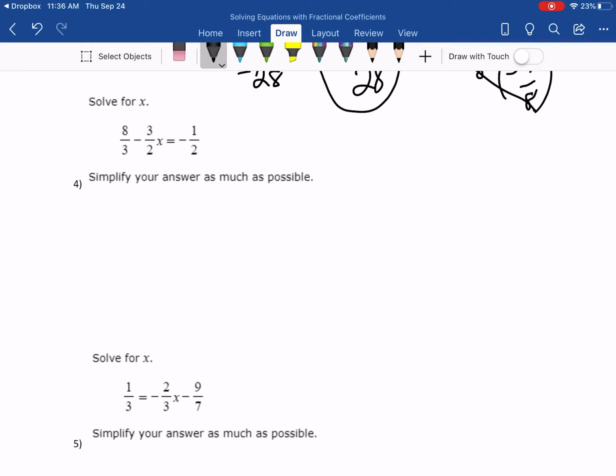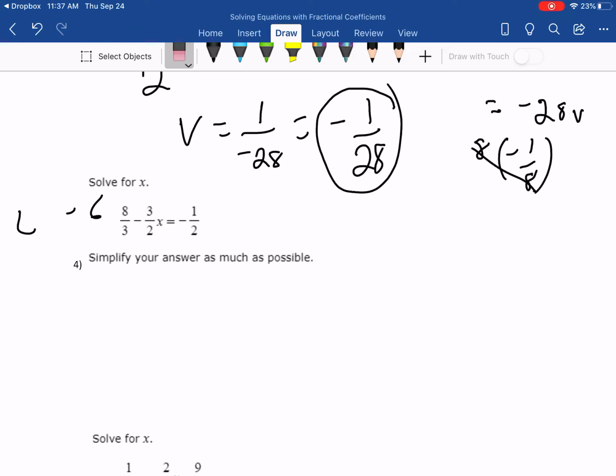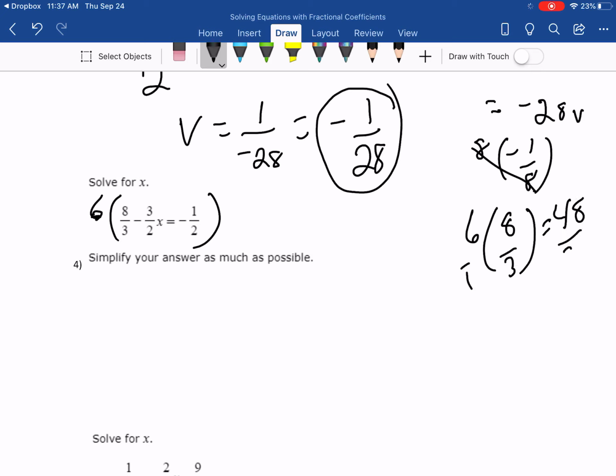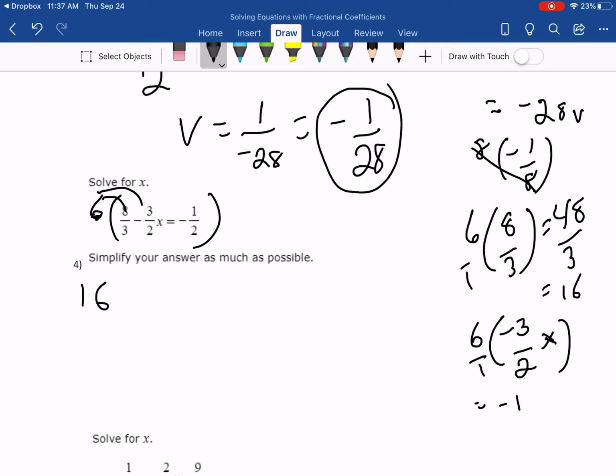All right. Number 4, we have denominators of 3 and 2, doesn't matter, just count the 2 once. The LCD of 3 and 2 is 6. So we're going to multiply the 6 times the whole equation. Okay, so 6 times 8 over 3, 48 over 3, which is 16. That's that. 6 times negative 3 over 2x over 1. So that's negative 18 over 2x, which is negative 9x.